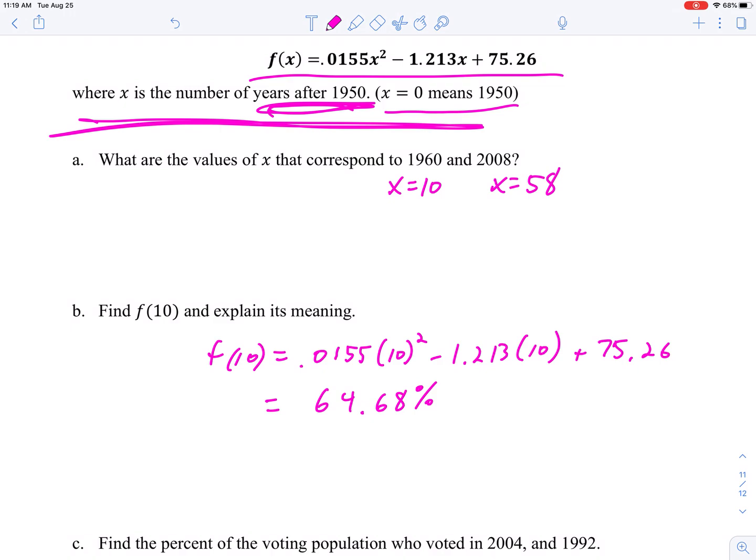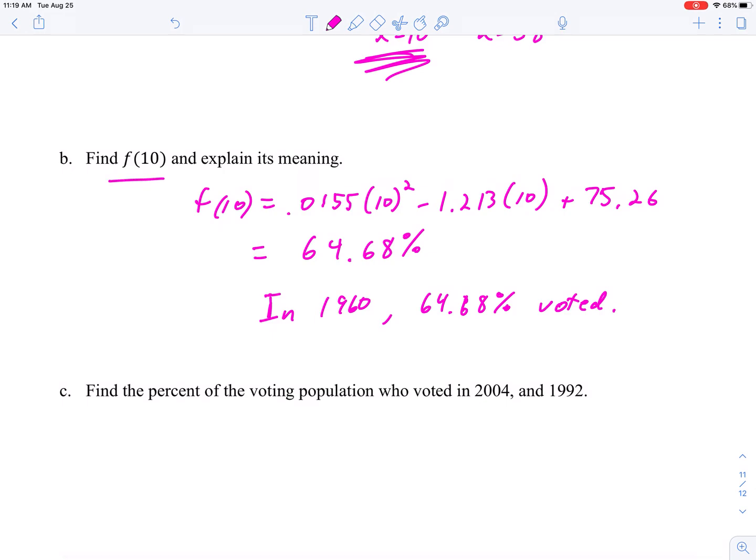Part B also said find f of 10 and explain its meaning. Well, f of 10, we said x equals 10 was 1960. No, not 1690, 1960. 64.68% of the people voted. And there we go. So always read your questions carefully. Find f of 10 and explain the meaning. You don't want to lose points for not following directions.